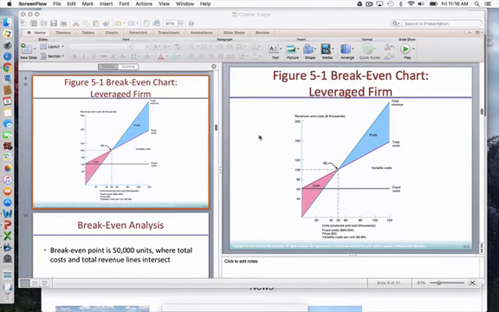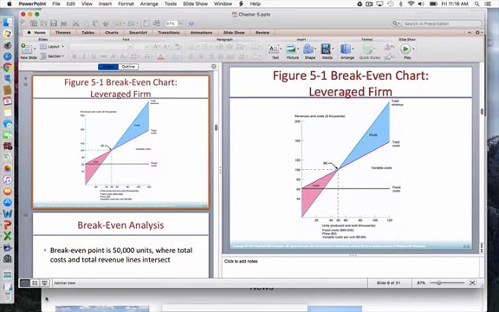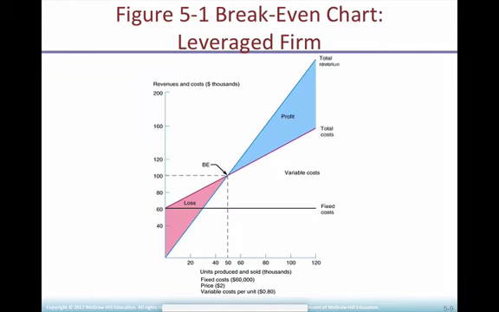Let's continue with the leverage discussion. So far we discussed the leveraged business and we calculated their break-even point as 50,000 units at least, and everything above this level of production is going to give positive profits. Remember that their fixed costs were 60,000.